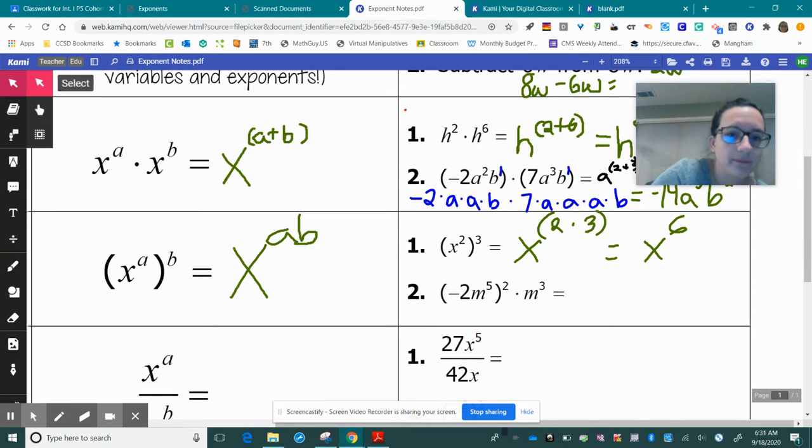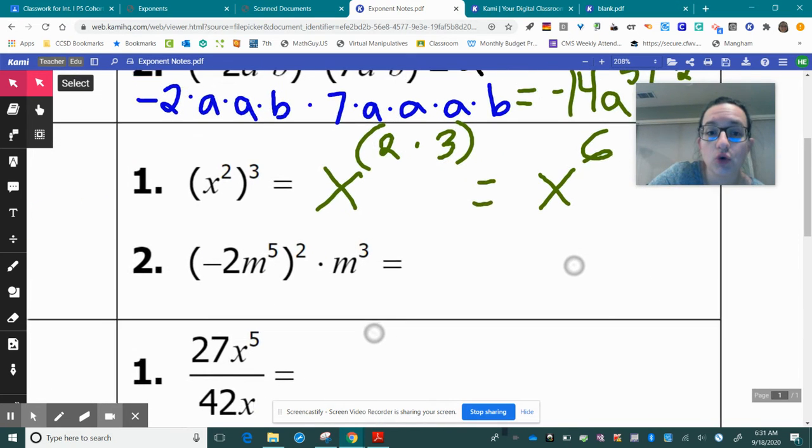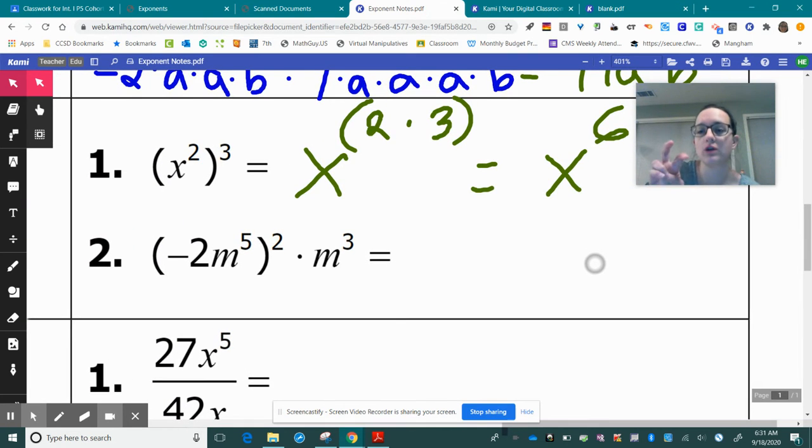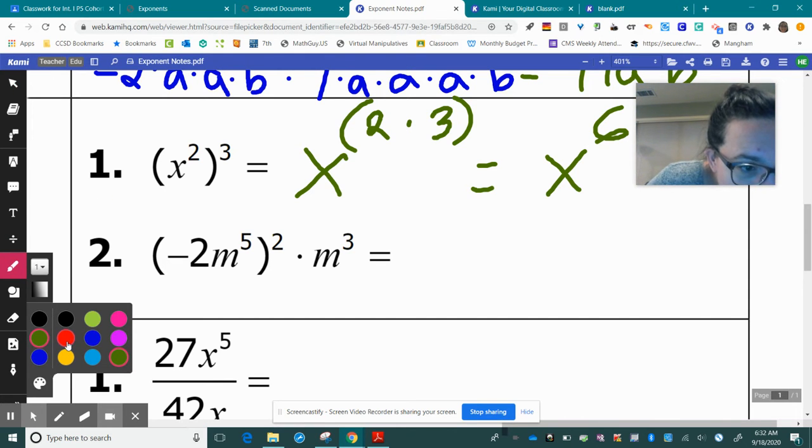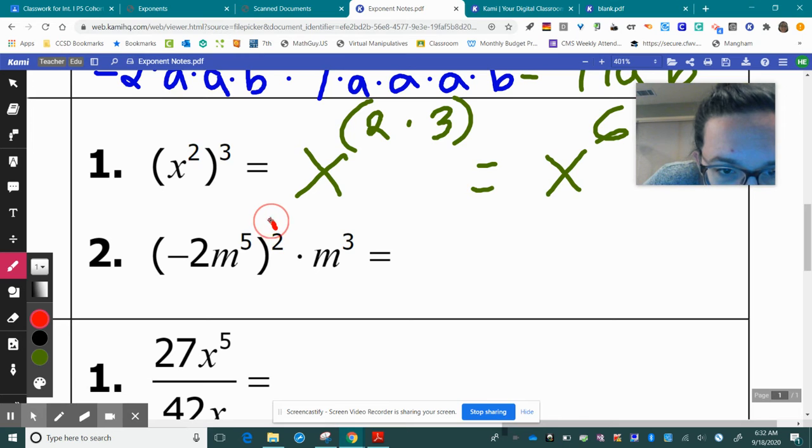Okay. Next one. Here it gets a little tricky because we have 2 rules going on. We have our power rule and our product rule. We're going to take care of our power rule first because back in order of operations, exponents are first. The other thing is we also have distributive property in here. This squared is going to go to this m to the 5th power, and it's going to this negative 2 to the 1st power.